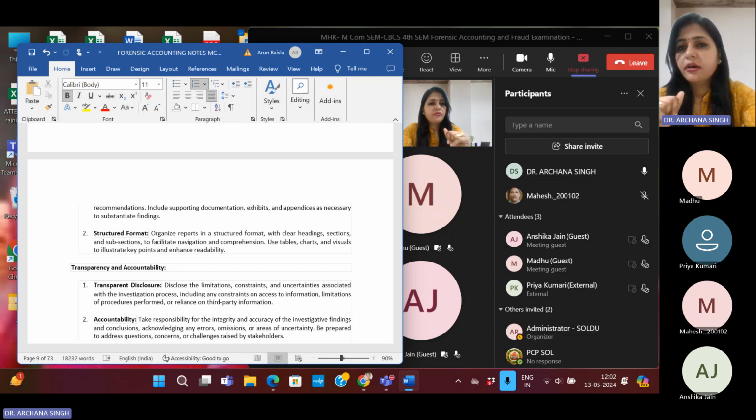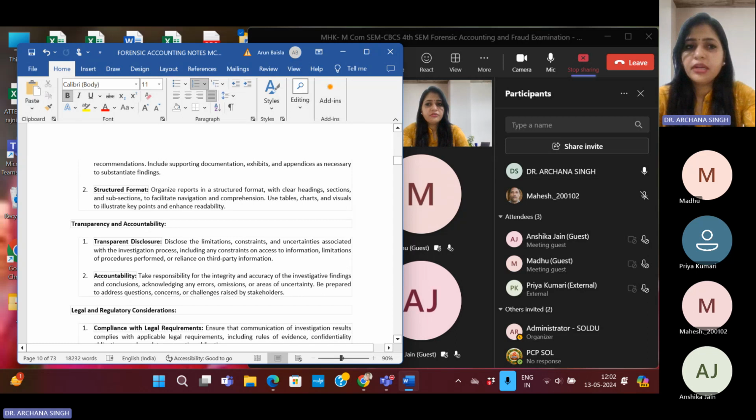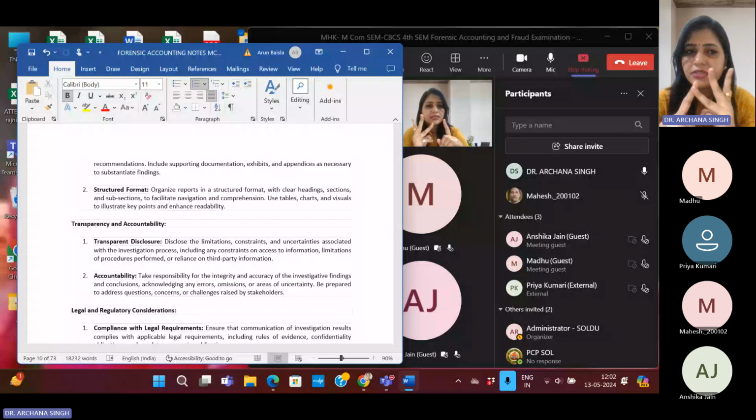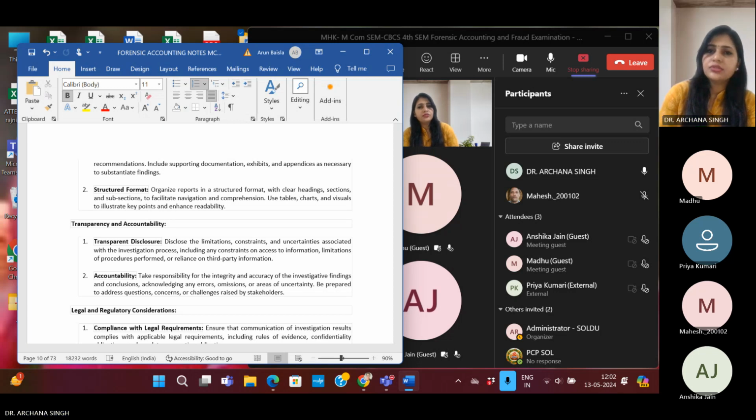The next is structured format. Structured format means organize the reports in a structured format with clear headings, sections, and subsections to facilitate navigation and comprehension. So structured format means with clear headings and sections and subsections they had to report it in a structured format. Use tables, charts, and visuals to illustrate the key points and enhance readability.